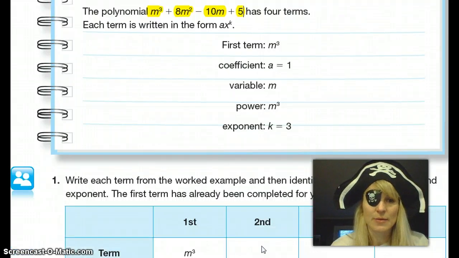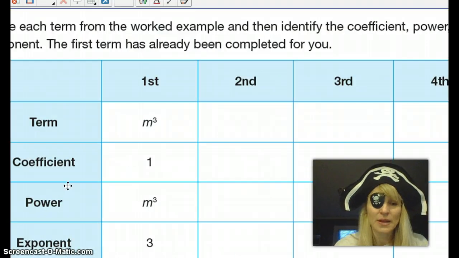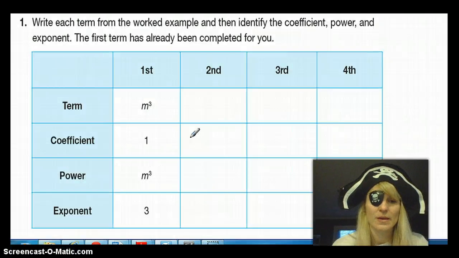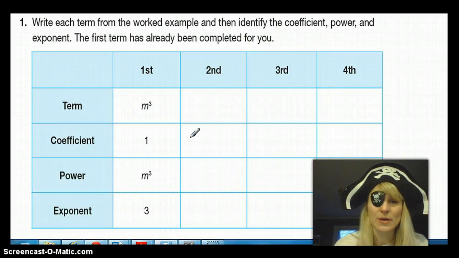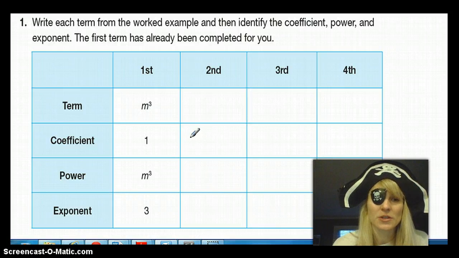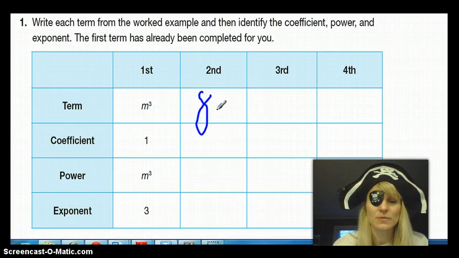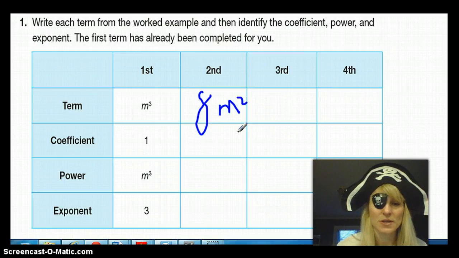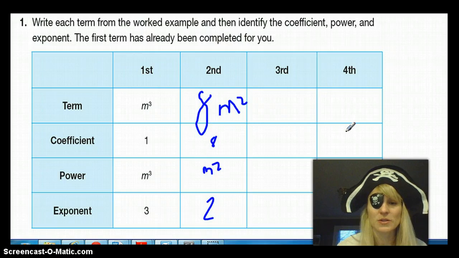So let's look down at this bottom section here that I want you to work on. It says write each term from the worked example, then identify the coefficient, the power, and the exponent. The first term is already done for you. So if we look at the top, the next one was 8m squared. The coefficient here was the number before the variable, so that should be 8. The power is m to the second, and then the exponent is 2. So I want you to go ahead and finish the third and fourth. Pause the video and finish that.